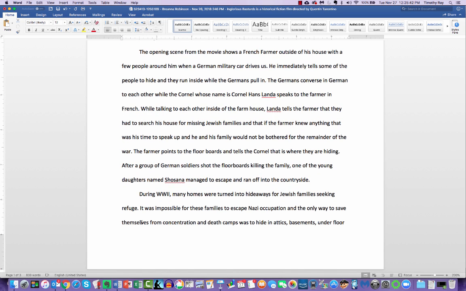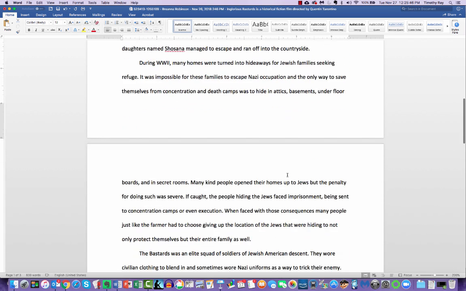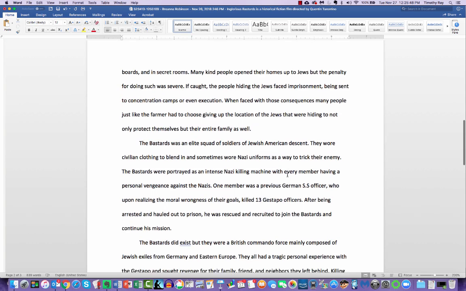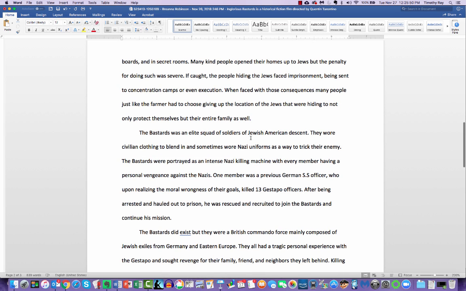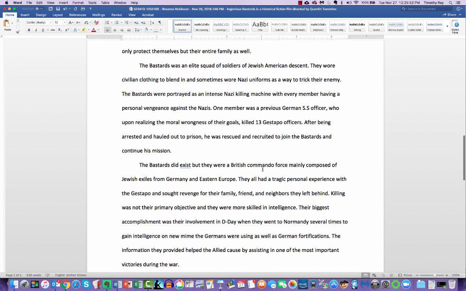So we have the opening scene, and then during World War II, many homes were turned into hideaways. So I'm feeling like we're still getting this plot summary. Bastards were an elite squad of soldiers. Bastards did exist.